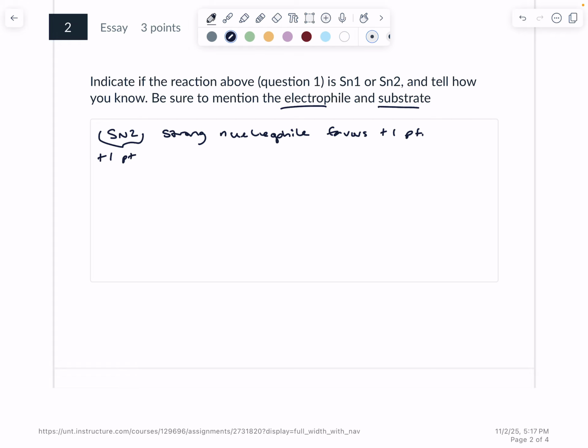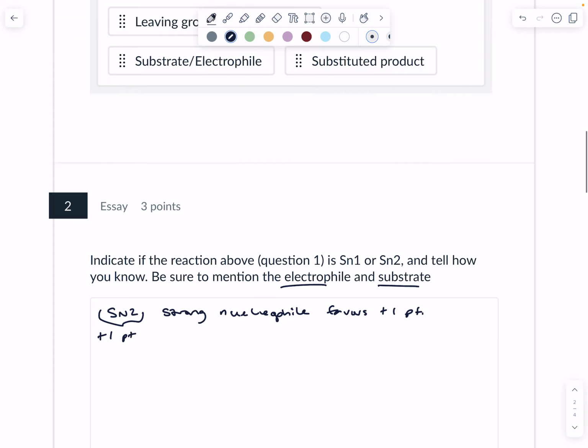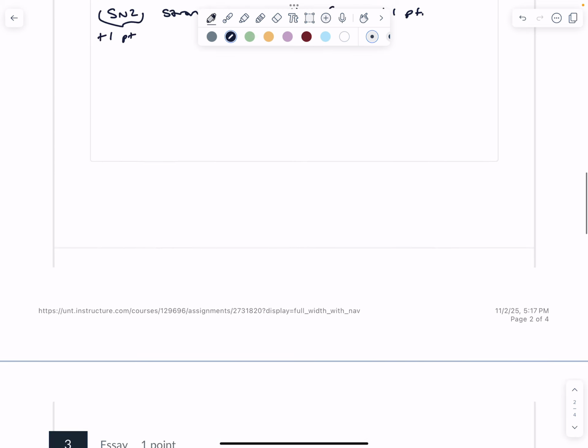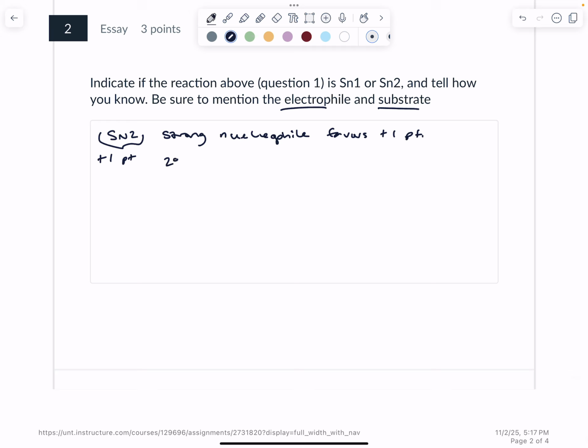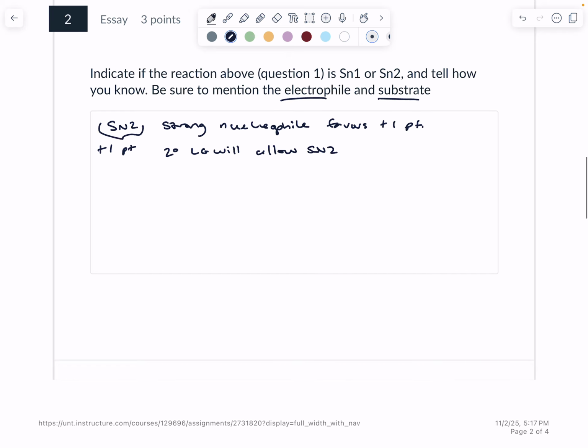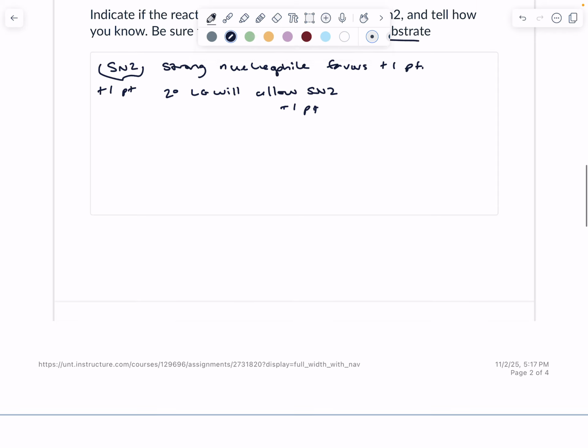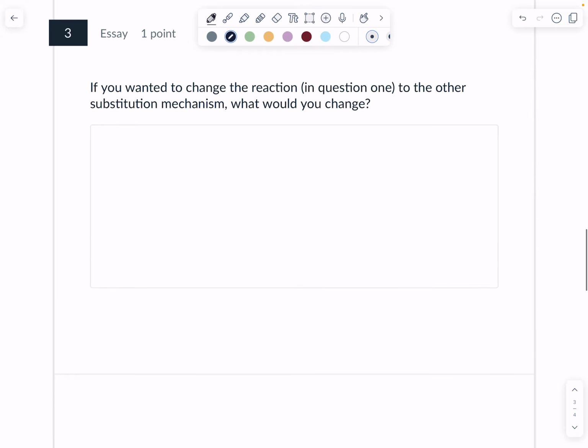But the third thing that I see students do a lot is not notice the electrophile. So it wouldn't matter if we had a strong nucleophile if this was a tertiary leaving group, because they can't do SN2. But this is a secondary leaving group, so that will allow SN2 to happen. If it was a tertiary, that wouldn't work. So you would get a point for that as well. So you get a point for indicating that strong nucleophiles favor SN2. They need a secondary leaving group, and so that's how we determine that it's SN2.